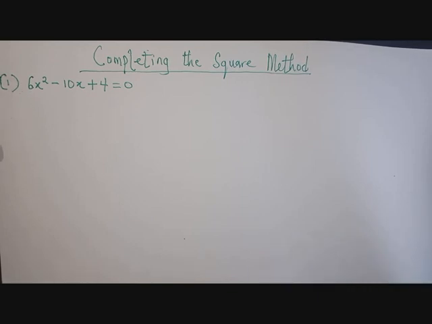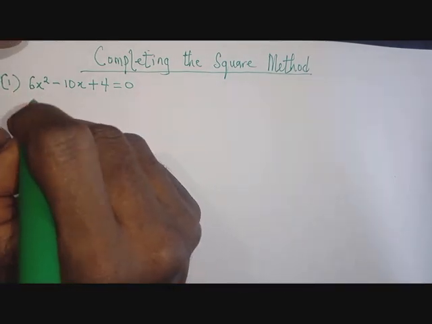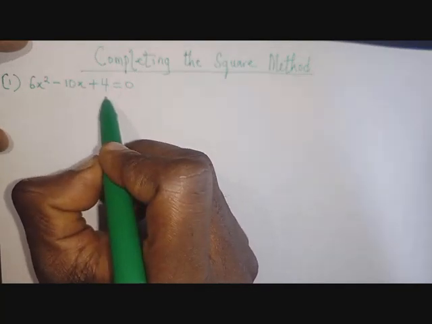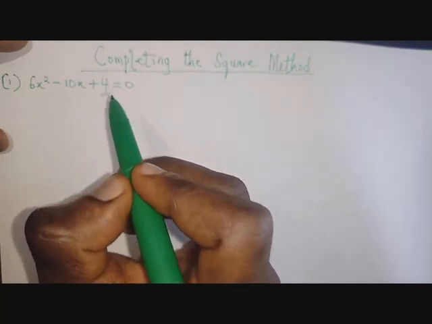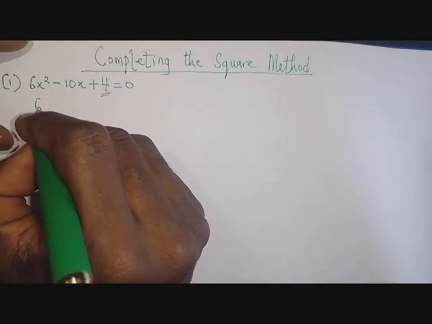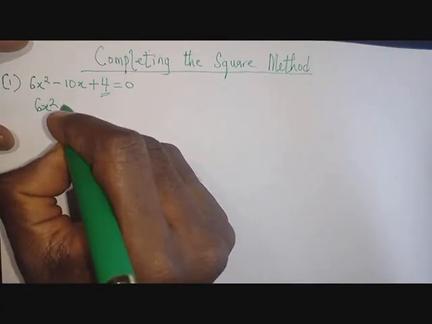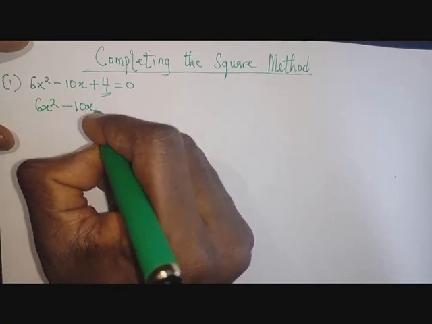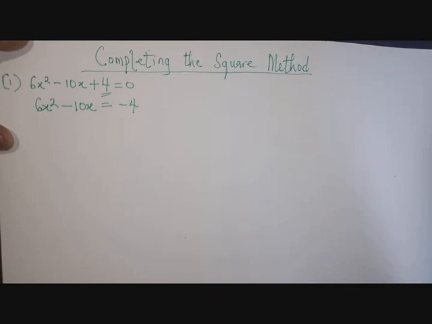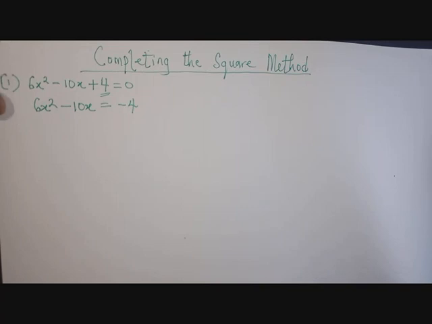The first step is to move the constant term. What's the constant term? The last term, the c. So this is the constant term. We'll move it across the equality sign. So it's going to be 6x squared minus 10x equals minus 4. So remember, that's the first step. You move the constant term to the right.